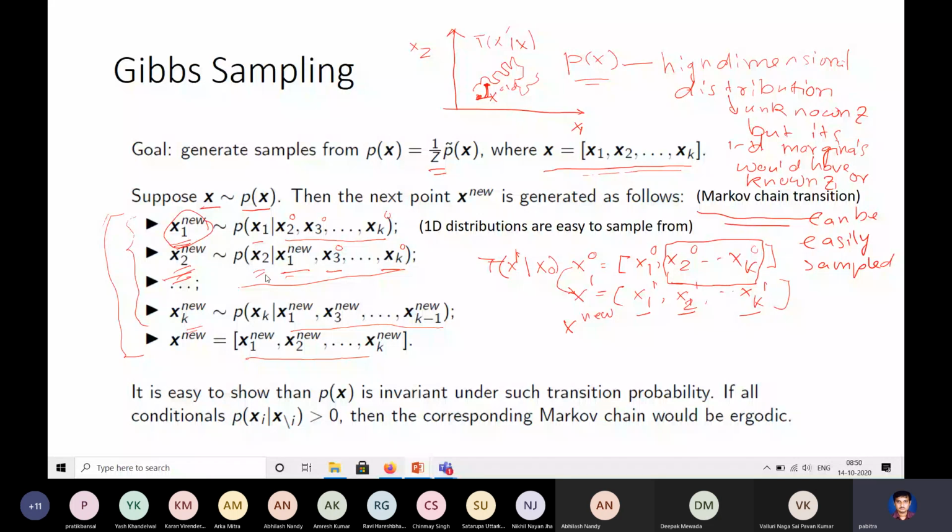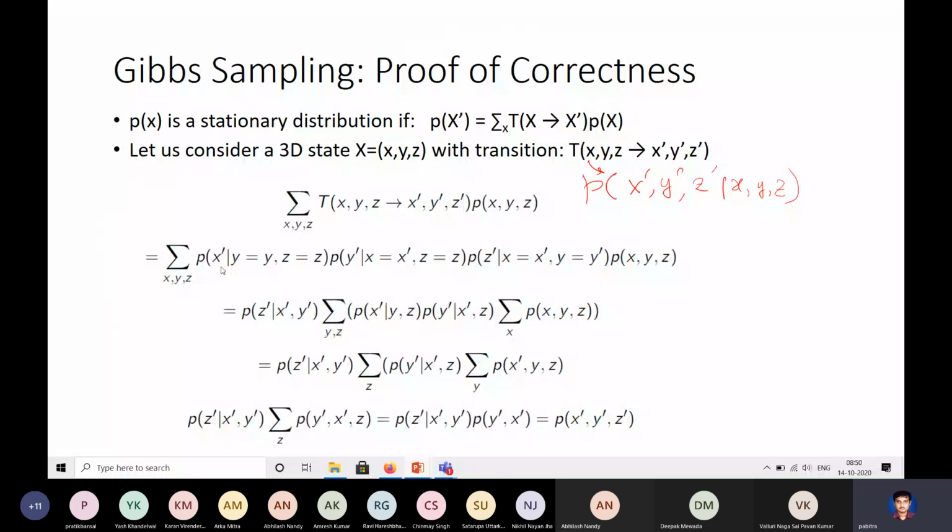So it is a product of x' given y equal to y, z equal to z; then, note the rule of Gibbs sampling, y' given x equal to x', because x' I have already generated, and z equal to z; and then the probability of z' given x', y', both of which I have already generated. Okay, so this part is the transition T and this part is P(x, y, z).